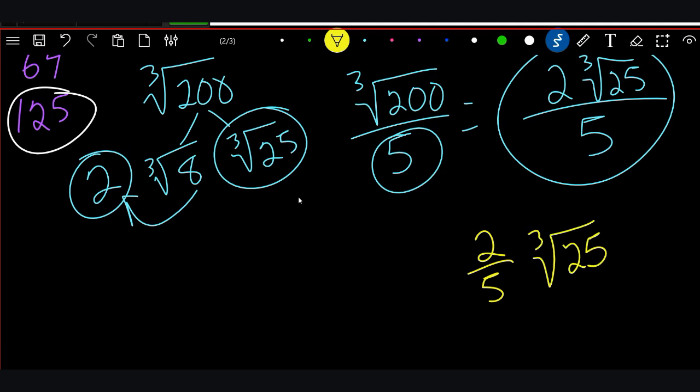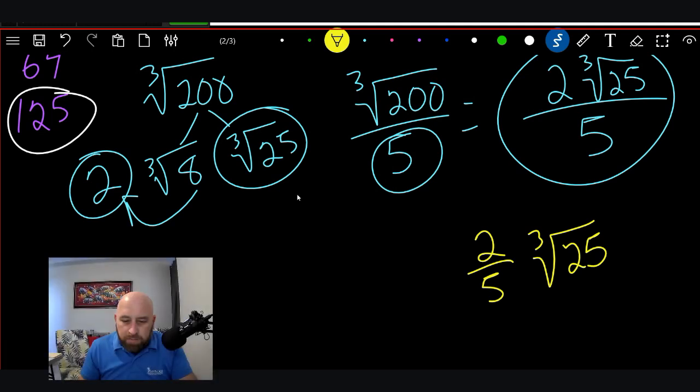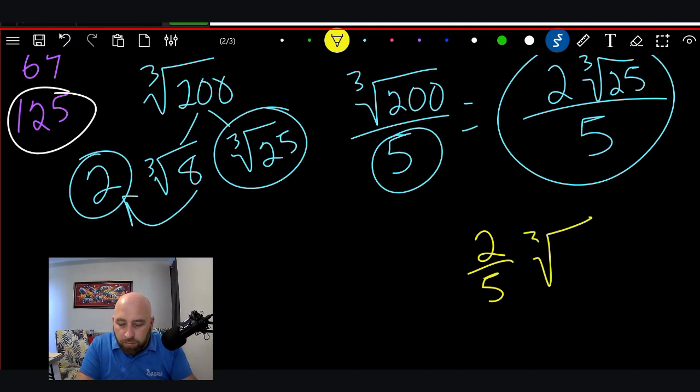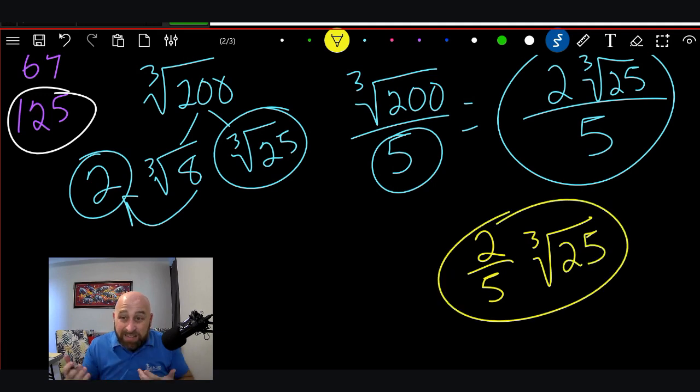You say, are you sure it's the same thing? Yes, I'm sure it's the same thing. Why? Because it's like breaking this down into cube root of 25 over 1. What is the cube root of 25 over 1? It's just the cube root of 25. So you could write it like that. Either one of those ways is acceptable and actually is fine. They both work, whichever way you want to write that.